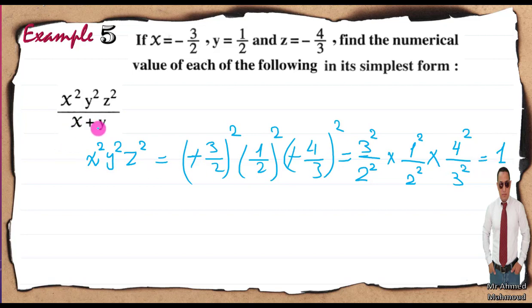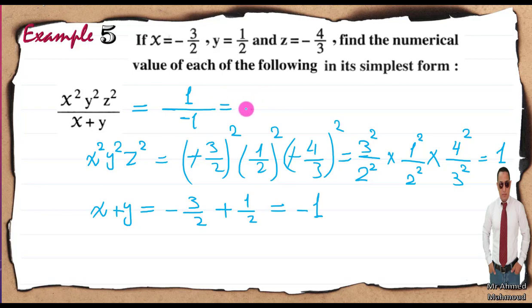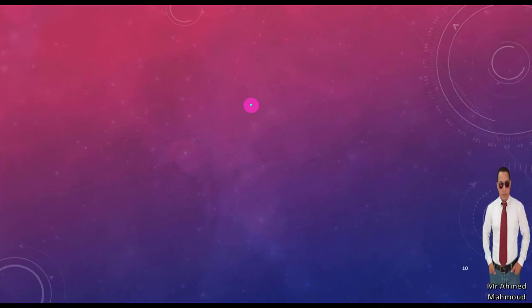And now I'm going to evaluate x plus y. X plus y, it will be negative 3 over 2 plus 1 over 2 equals negative 1. Finally, this expression: x power of 2, y power of 2, z power of 2 equal 1, and the x plus y equals negative 1. So it will be 1 over negative 1 equals negative 1. Okay, now example 6.